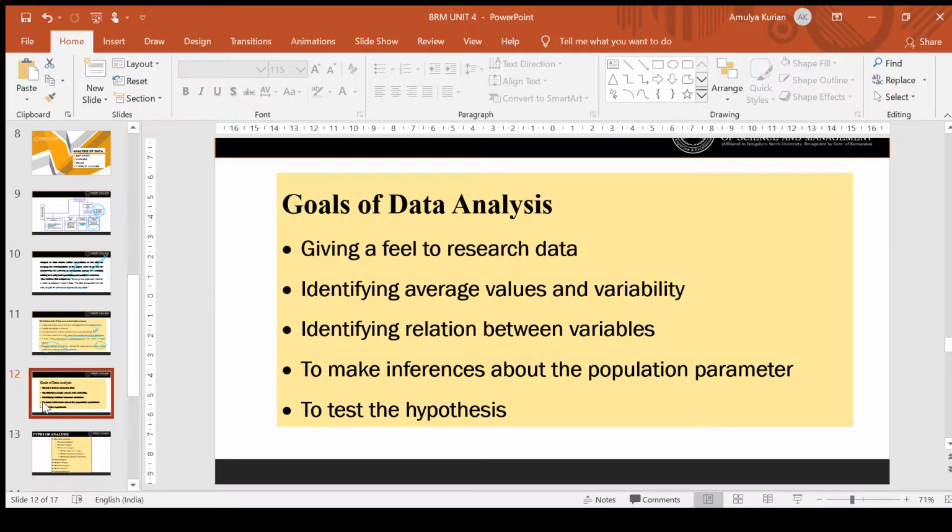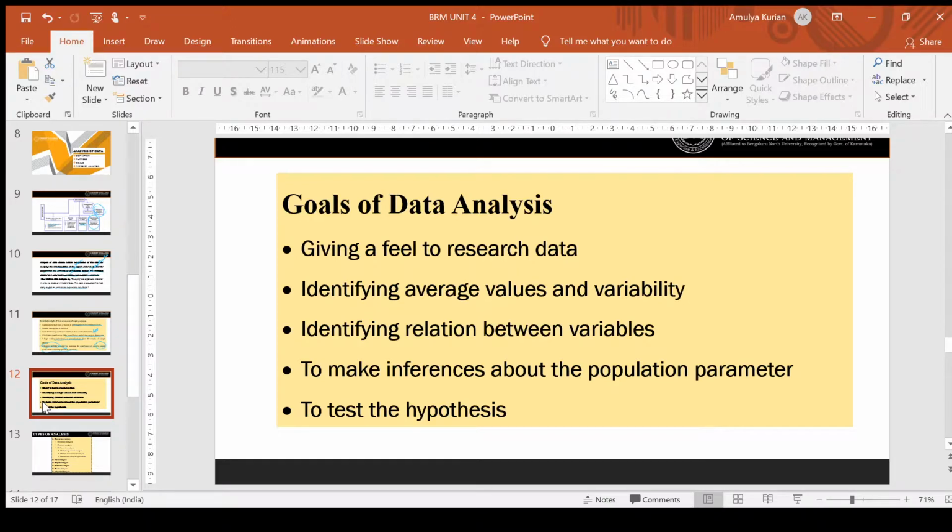We will be using graphs and diagrams in order to do the analysis. The second goal is identifying the average values and variability. That means we will be using the measures of central tendency, making sure that after the data analysis, one single value that describes the characteristic of the entire mass is available. We are checking the central tendencies like mean, median and mode.